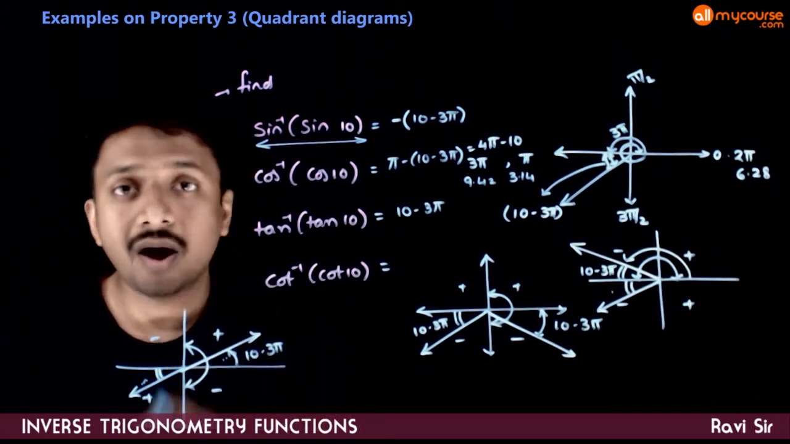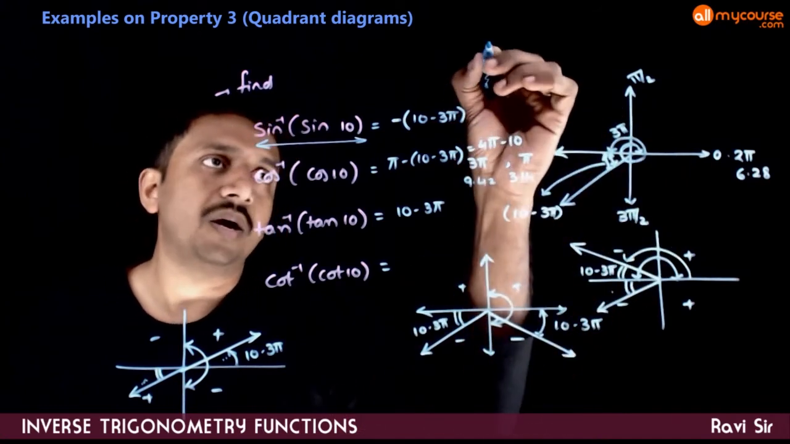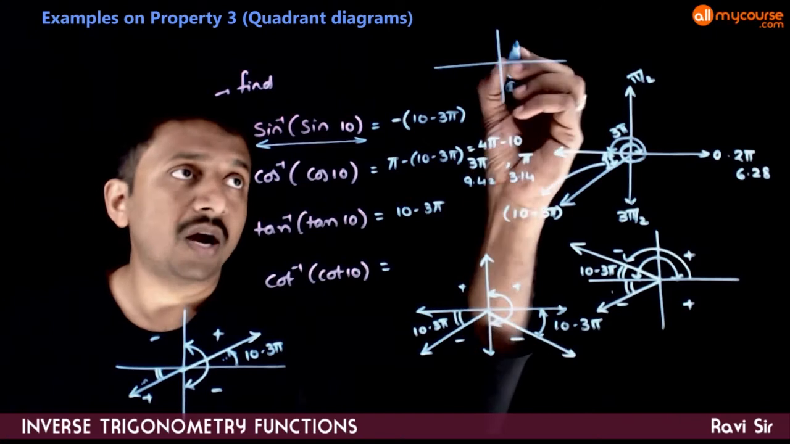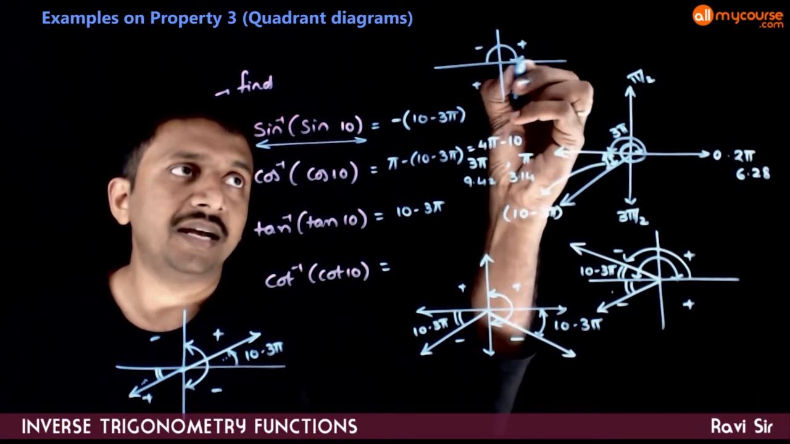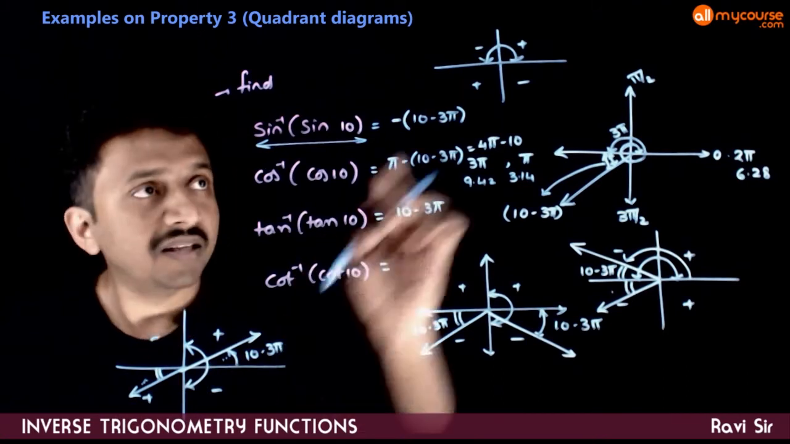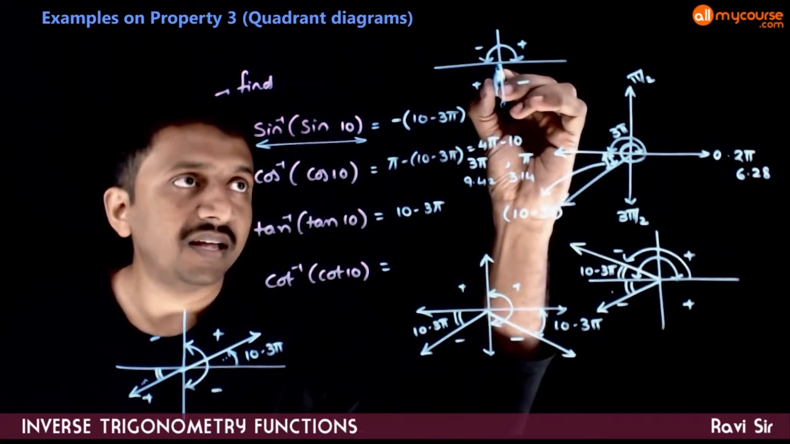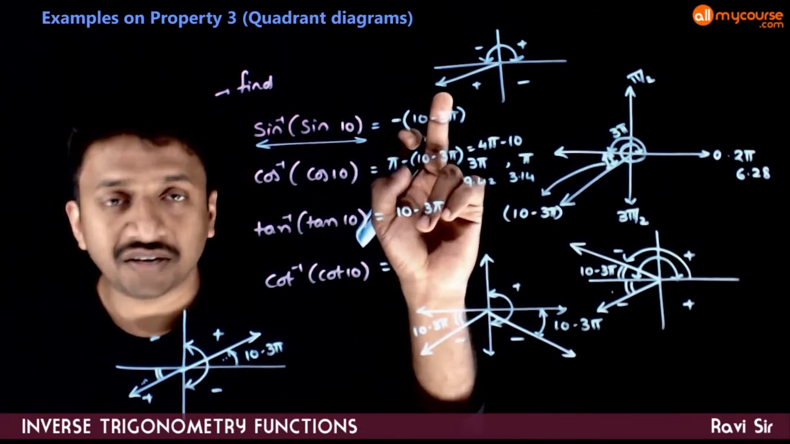Last, what is cot inverse of cot 10? So let us draw the quadrant diagram here. Corresponding to cot, plus, plus, minus, minus, and this is the range. Now the ray is somewhere here.